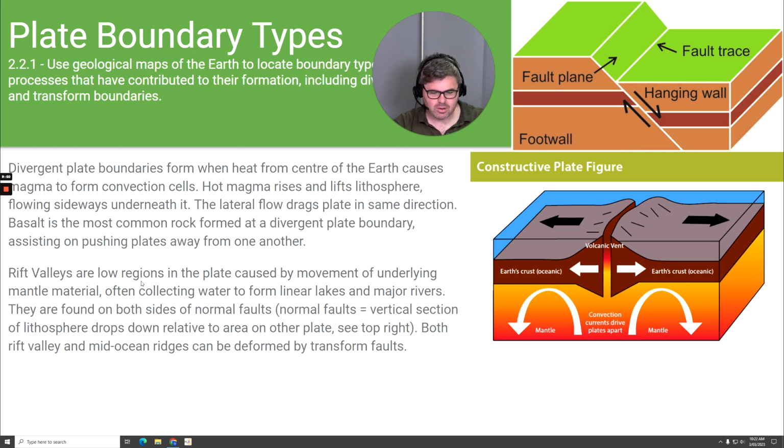They're found on both sides of normal faults. A normal fault is where a vertical section of the lithosphere drops down relative to the area on another plate. So like here, this is a normal fault.